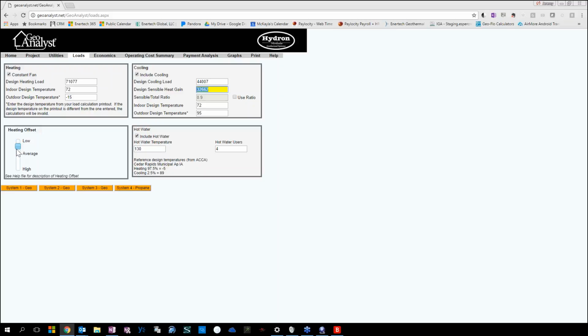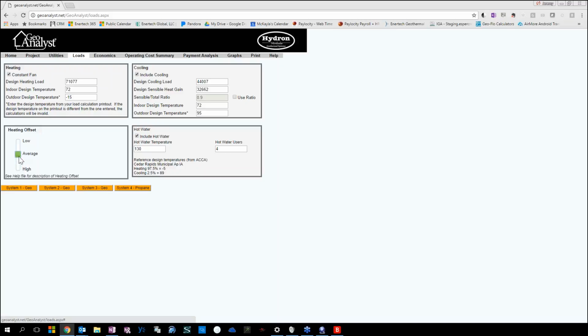Here we have a heating offset. And the heating offset is basically internal gains. If I have a lot of internal gains, I could slide it to high. If I have very low internal gains, I could slide it to low. I prefer to live somewhere between low and average, just to make sure that I have conservative numbers. If I slide it to high, what will happen is the system will begin heating the home at a colder outdoor temperature.